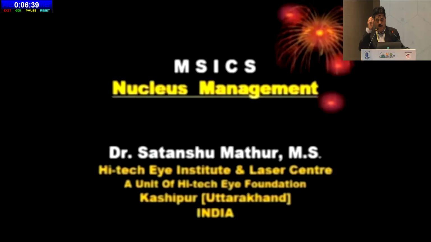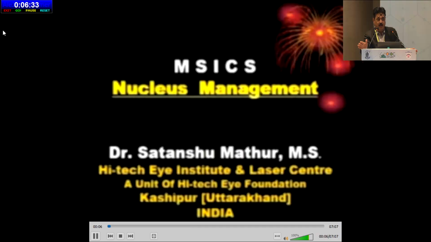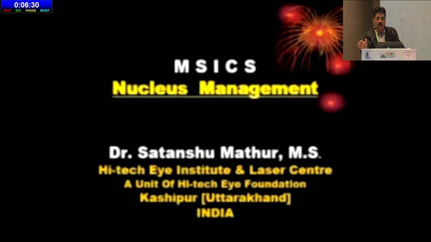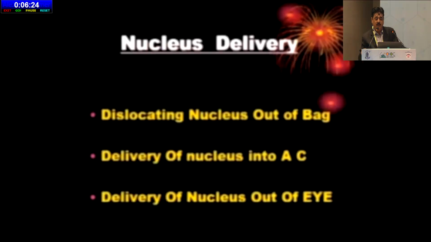This is a video-based session because this is not the technique for persons who are just starting SICS surgery. Once you have started and mastered SICS surgery, then you go for this, because this is nuclear division, meaning you have to remove the nucleus from a small incision. So what are the steps in nucleus management? First, dislocate the nucleus out of the bag, then deliver the nucleus into the anterior chamber, and then deliver the nucleus out of the eye. These are the basic steps in any nuclear delivery.